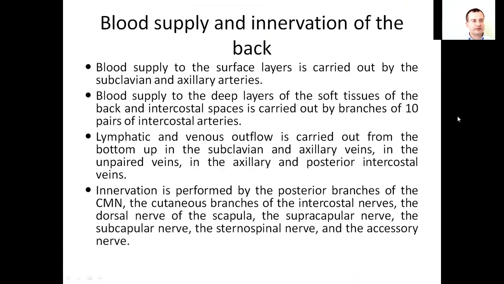Blood supply and innervation of the back. Blood supply to the surface layers is carried out by the supraclavicular and axillary arteries. Blood supply to the deep layer of the soft tissues of the back and intercostal spaces is carried out by branches of the 10 pairs of intercostal arteries. Lymphatic and venous outflow is carried out from the bottom up to the subclavicular and axillary veins, the unpaired veins, the axillary and posterior intercostal veins. Innervation is performed by the posterior branches of the spinal nerves, the cutaneous branches of the intercostal nerves, the dorsal nerve of the scapula, the suprascapular nerve, the subscapular nerve, the thoracodorsal nerve, and the axillary nerve.